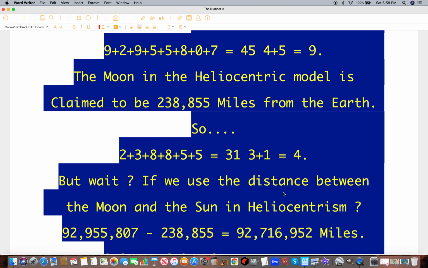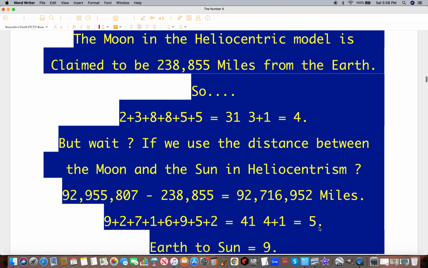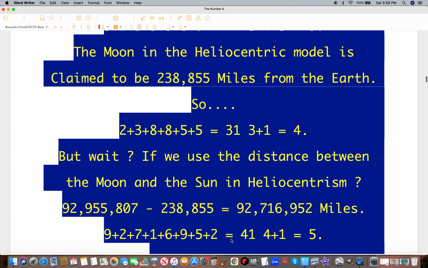But wait, if we use the distance between the moon and the sun in heliocentrism, we get 92,955,807 miles, okay, minus 238,855 miles, and we end up at 92,716,952 miles. Add that together, and we end up with 41, which is 5.